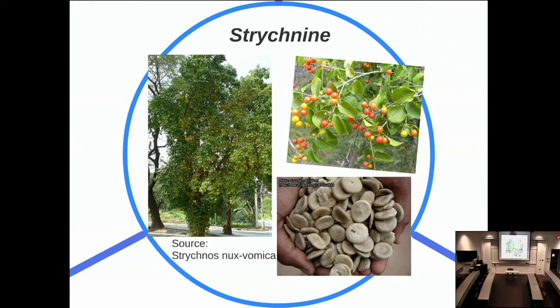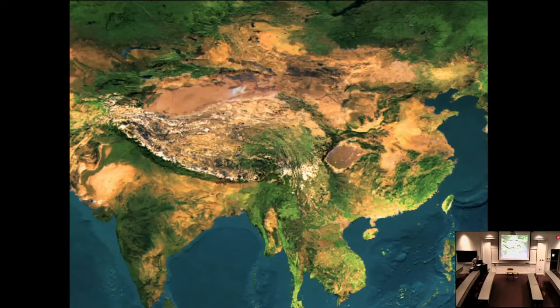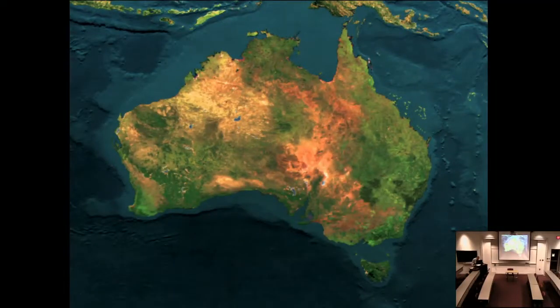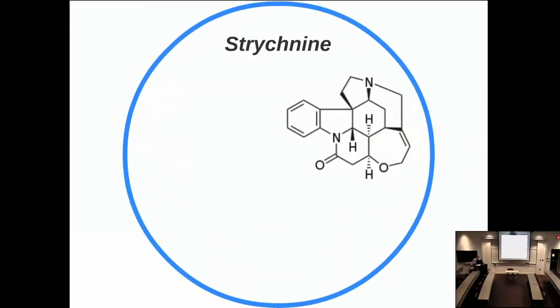And so the tree on the left there is Strychnos nux vomica, and it has this nice orange fruit. Within that orange fruit are disc-like seeds. Strychnine plants are native to Southeast Asia, as well as Australia. And so the structure for strychnine, again an alkaloid, we're talking mostly carbon, hydrogen, nitrogen, and then some others. You can see that this structure is fairly complex, many rings.